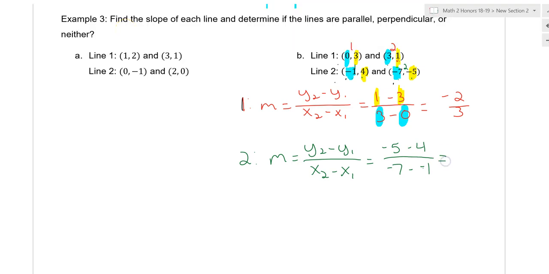So negative 5 minus 4 is negative 9. Negative 7 minus negative 1. Anytime you have two negatives, right, a negative times a negative is positive. So negative 7 plus 1 is negative 6. Which equals 3/2. So looking at these two again, it switched signs and the fraction flipped. Those are perpendicular. Okay.